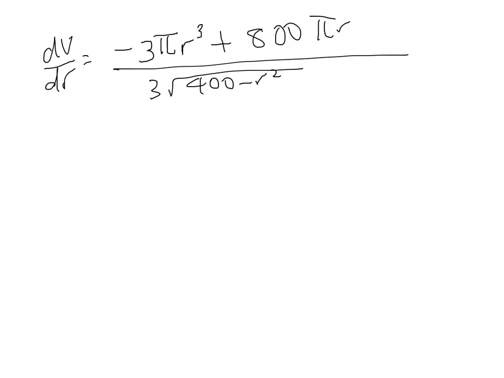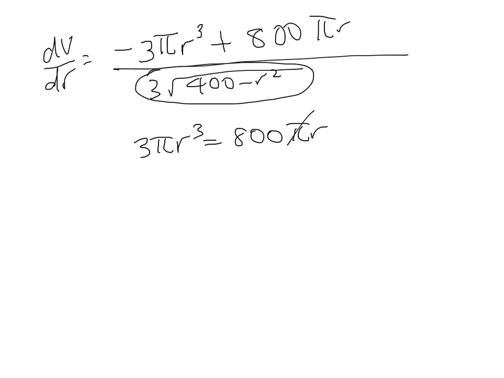Now, that looks horrible. We need to make it equal to 0. But if you look at that bottom line, that can never be 0. So the only way the whole thing can be 0 is if I have this: 3 pi r cubed equals 800 pi r. Now the pi's go, and I can divide through by a common factor of r, and I get 3r squared is equal to 800. So now r squared is equal to 800 over 3.